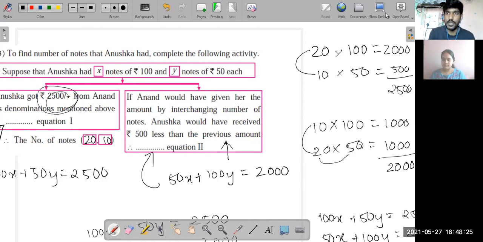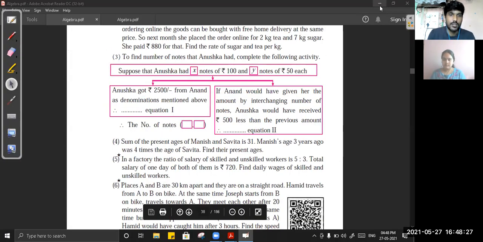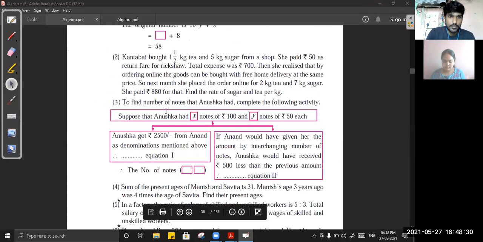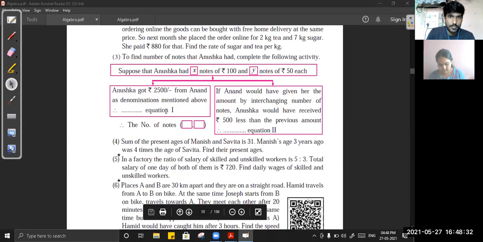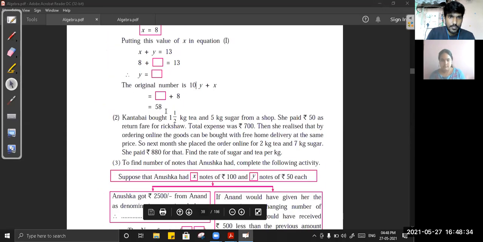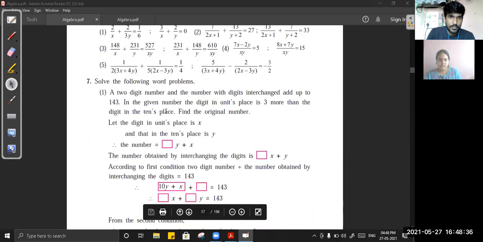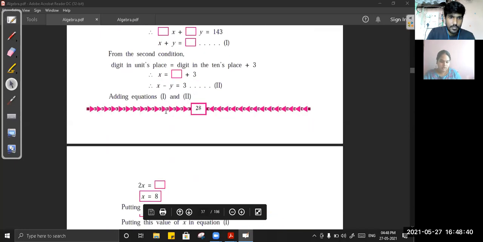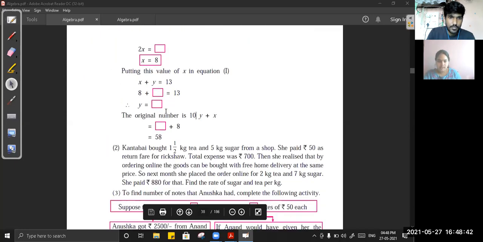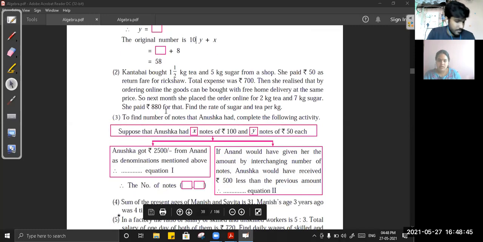Okay. We'll move on to the next. Yeah, we missed one sum on the first page. Oh, sorry. The second sum, Kantabai bought 1.5 kg tea.